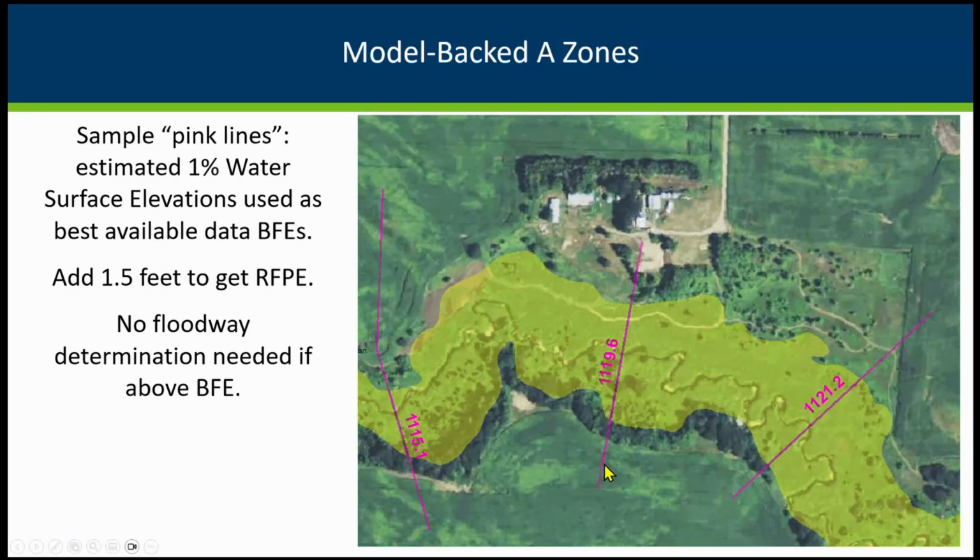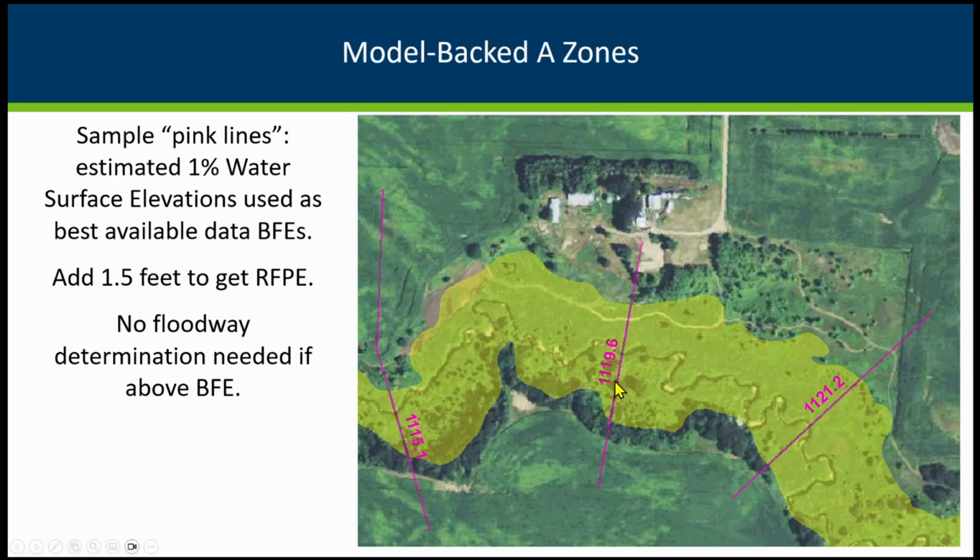And so on DNR viewers, and you can get these cross sections from MinGeo Commons, but we've got the cross sections associated with those A-zone supporting models, and we call it the 1% annual chance water surface elevation because it's not officially a base flood elevation. It's not officially on the FEMA maps, but we use that as our best available data for our 1% annual chance flood, our BFE.